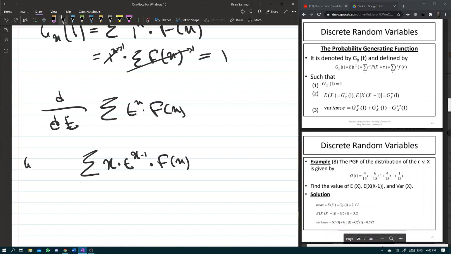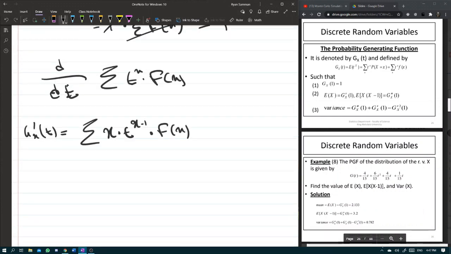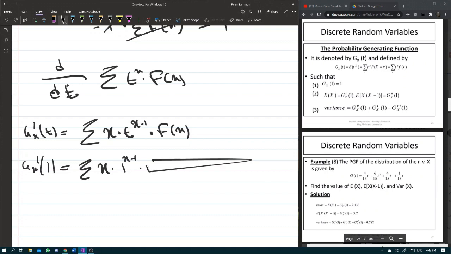So this is going to be g prime of t, or the first derivative. As I said, the t is always going to be 1. So g prime of 1 is going to be the sum of x times 1 to the power x minus 1 times f of x. So this is going to be 1. And if you are familiar with this formula, it's just E of x.